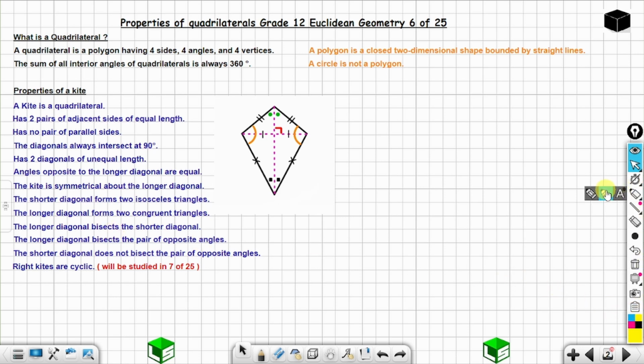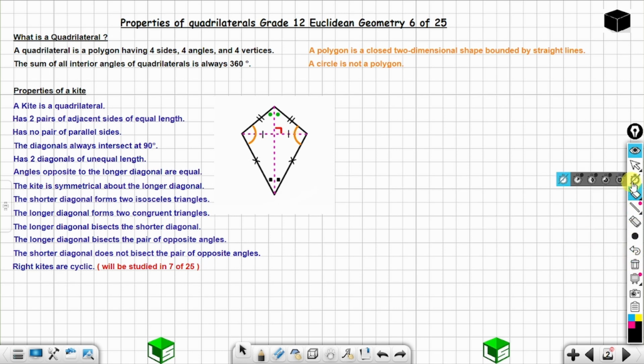Let me show you that. Let me get my highlighter. So this part is the same as this part. So the longer diagonal bisects the shorter diagonal. It divides this shorter diagonal into two equal parts. You can see that.